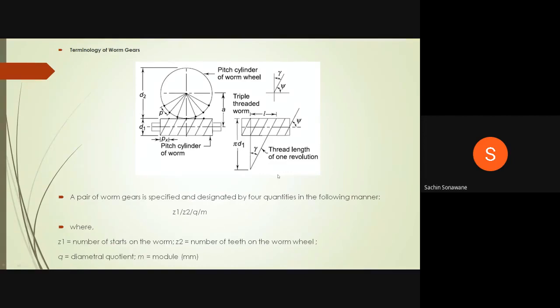Now here angles are there, psi and gamma. A pair of worm gears is specified and designated by four quantities in the following manner: Z1, Z2, Q, m, where Z1 is equal to number of starts on the worm, Z2 is equal to number of teeth on the worm wheel, Q is equal to diametral quotient, and m is equal to module in mm.